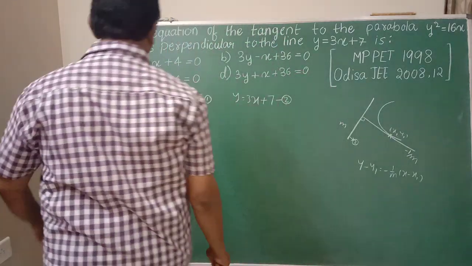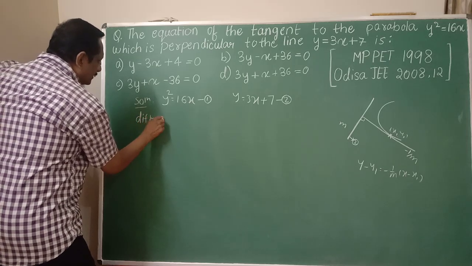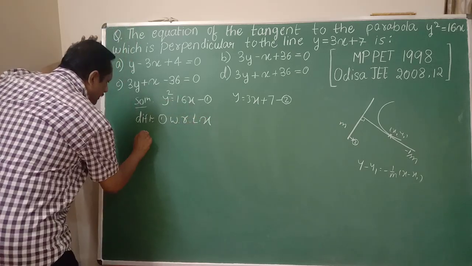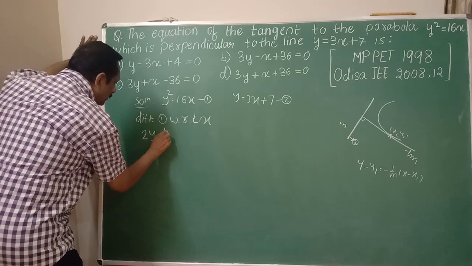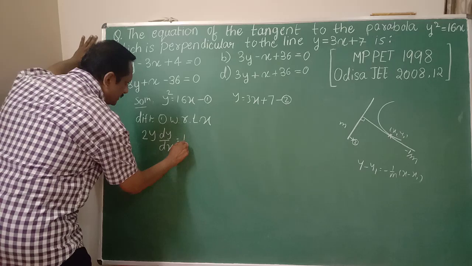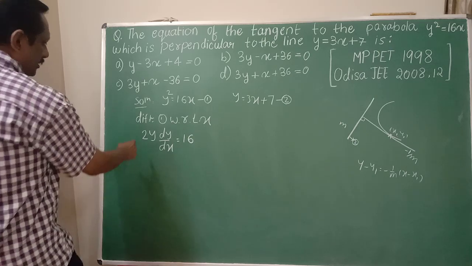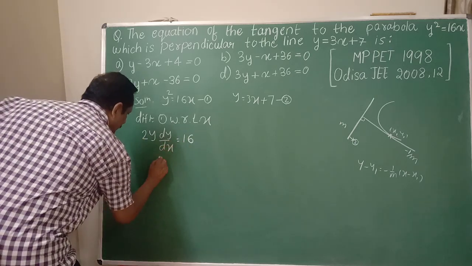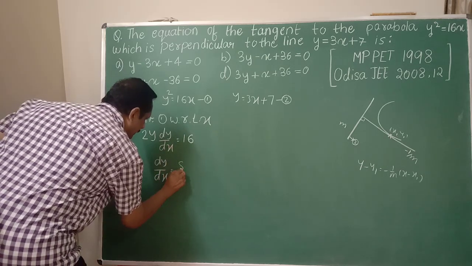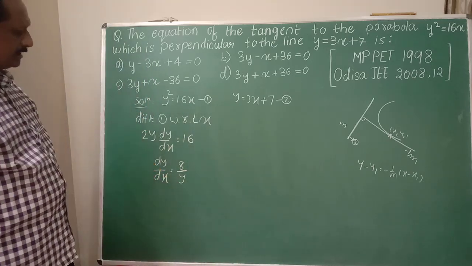Therefore, differentiate equation 1 with respect to x. Hence 2y into dy upon dx is equal to 16, because the differentiation of x is 1. Then 2 eights are 16, so they cancel. Hence dy upon dx is equal to 8 upon y, that is 8 divided by y.